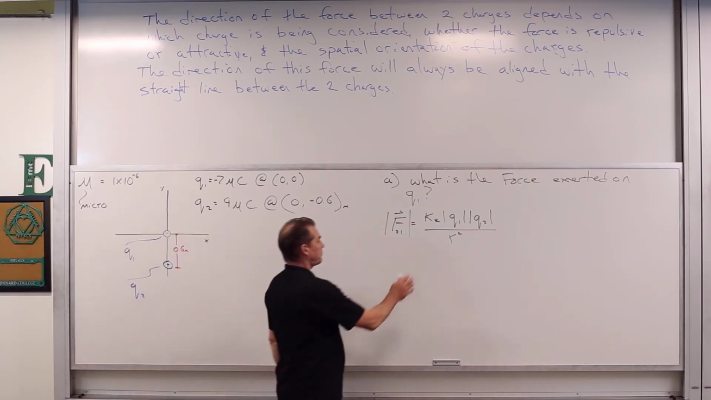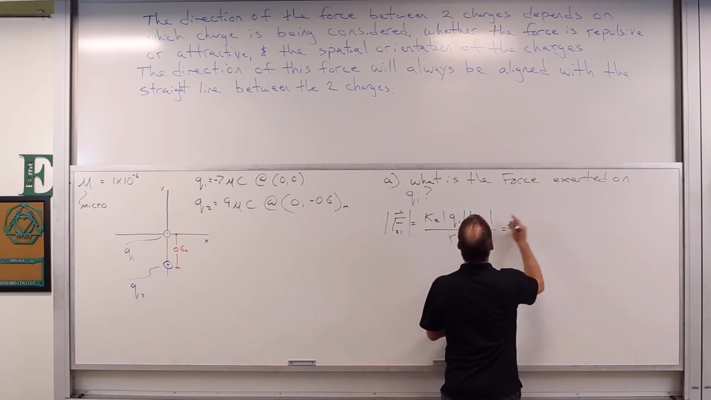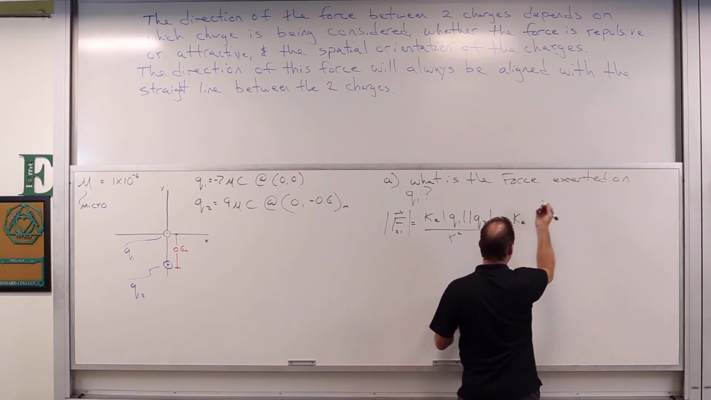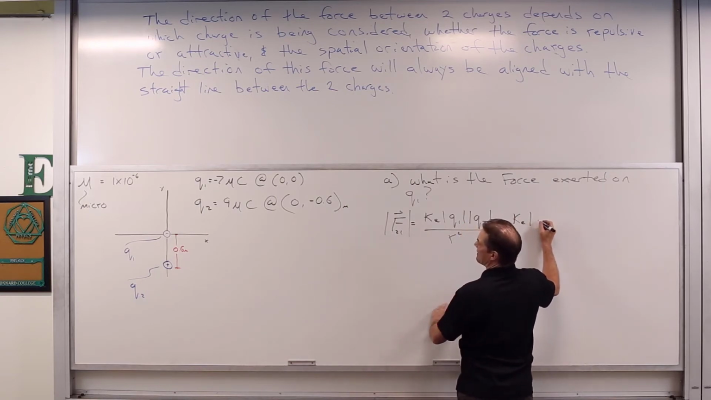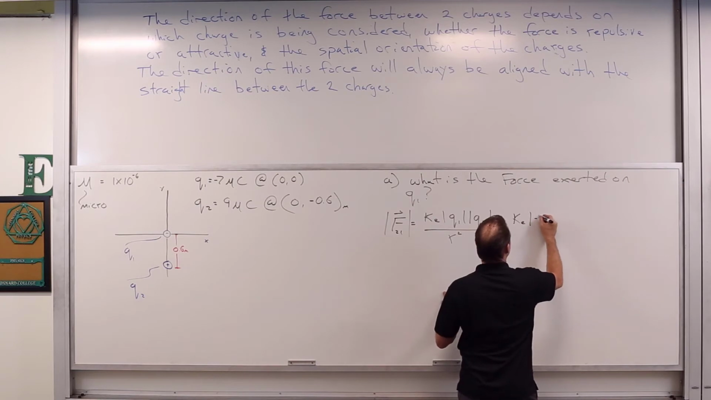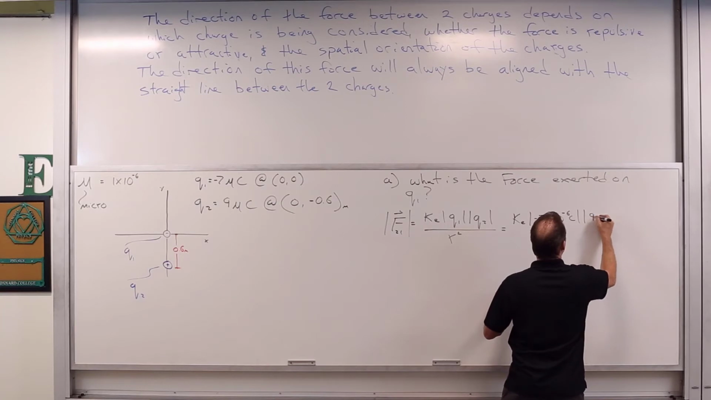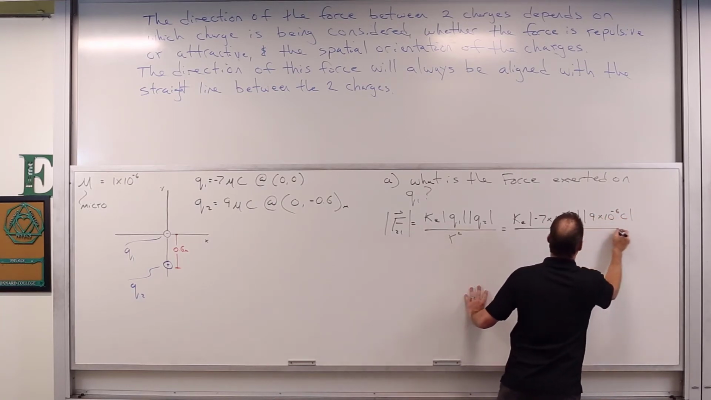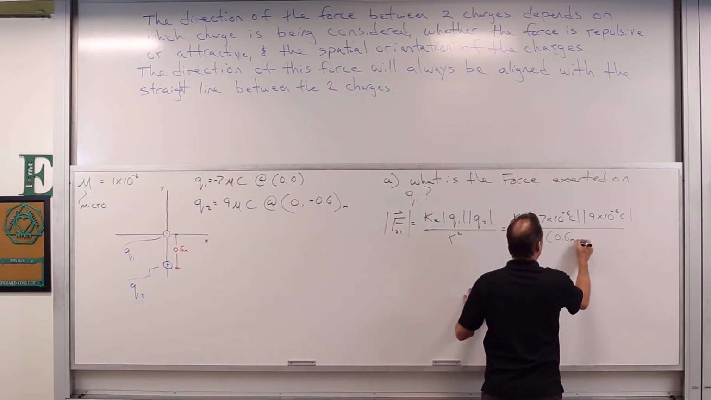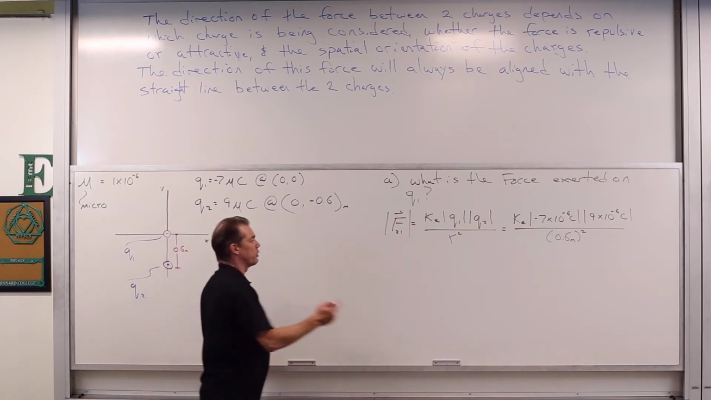So we've got R, and we just go ahead and stick this stuff in. K sub E is 8.99 times 10 to the 9th. And then we've got the absolute value of both of these. Right now I'll be a little careful, but as time goes on, we'll just make it positive. Negative 7 times 10 to the negative 6 coulombs, absolute value, times 9 times 10 to the negative 6 coulombs, divided by 0.6 meters, quantity squared. So there's the magnitude of the force that Q2 exerts on Q1.